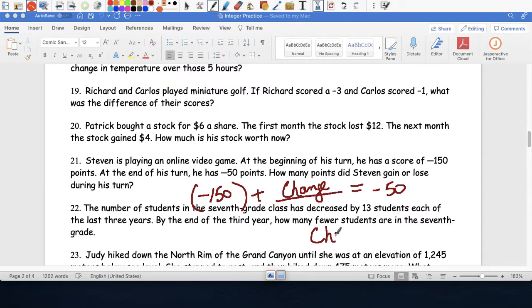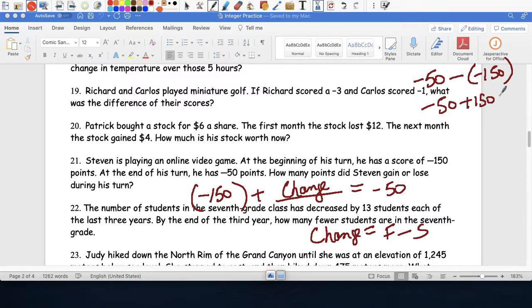So how do we find change? Change is the final score minus the starting score. So the final score was negative 50 minus the starting score, which was negative 150. Change that to addition, and we get 100. So did he improve? Yeah, he was at negative 150. So think about a number line here. He was at negative 150. He went up 100. Oh, this is zero somewhere over here. He went up 100, right? He's still in the negative, but he is at negative 50.